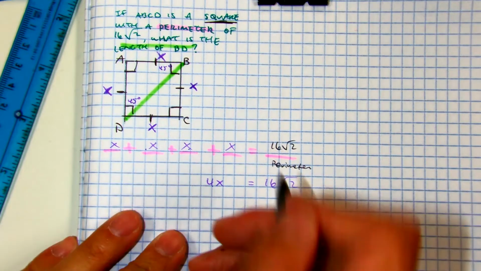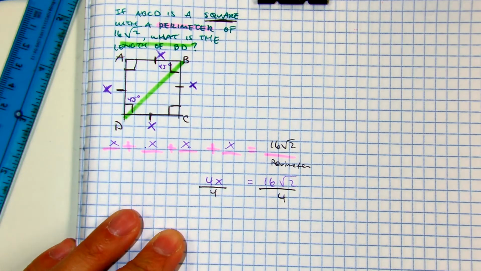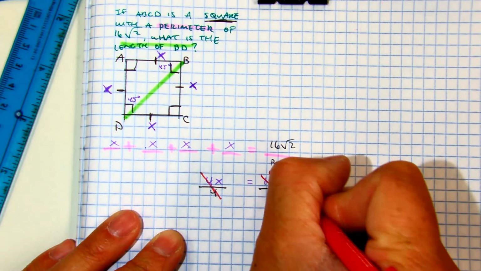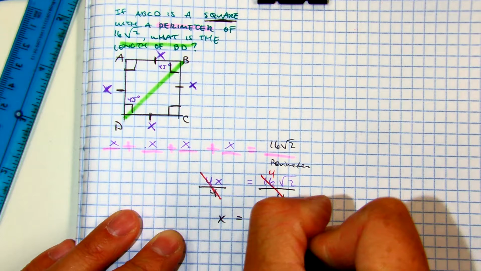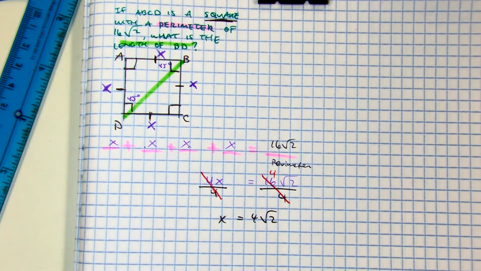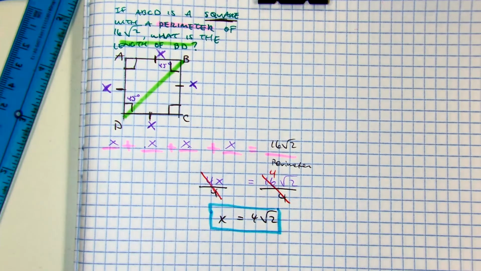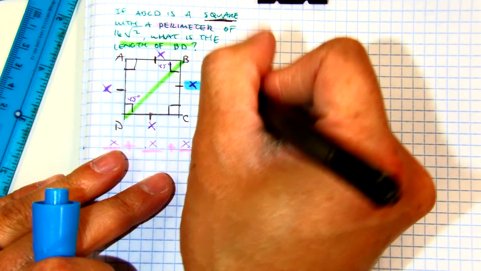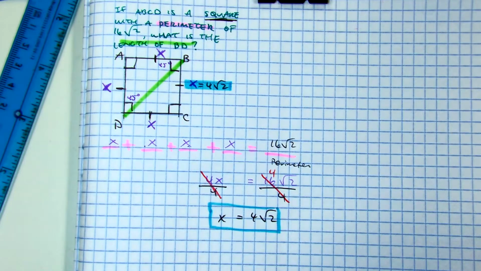If I want to solve for each side length, I'm going to divide by 4. This will cancel, equal 1, and this will cancel, equal 4. Therefore, x is equal to 4 radical 2. Raise your hand if you got that answer. Good job. Now let's think about this. Is that the answer, class? No. X just represents one side length. It's asking me what is this length.